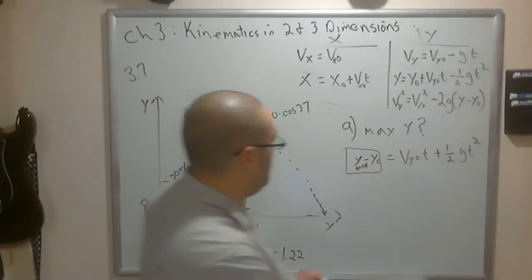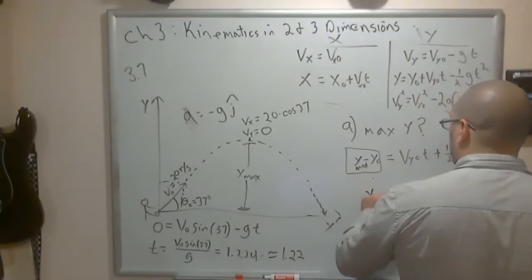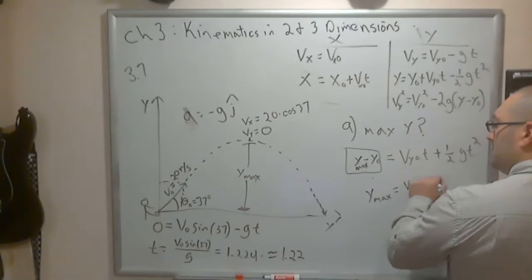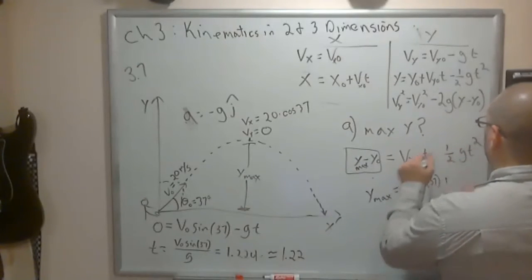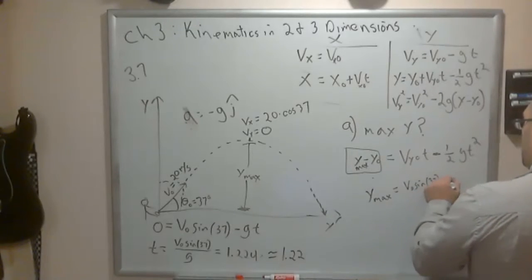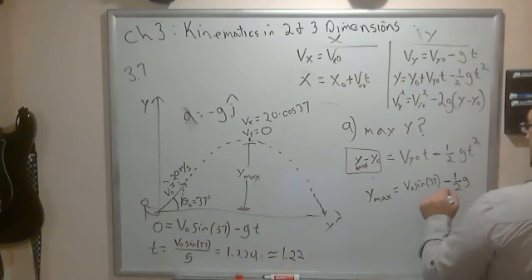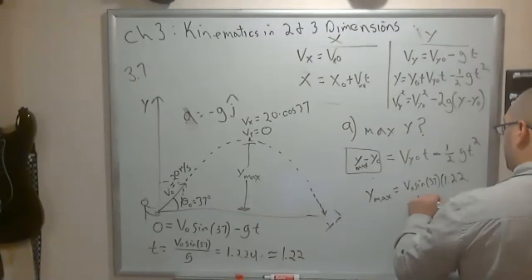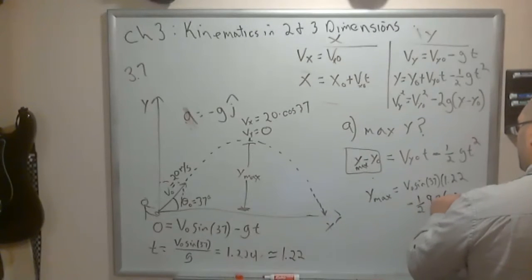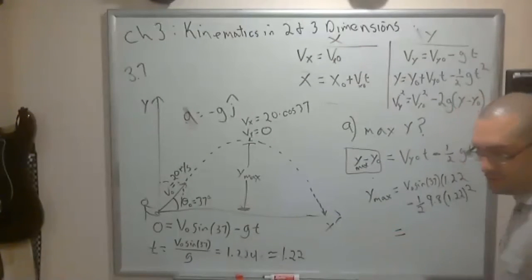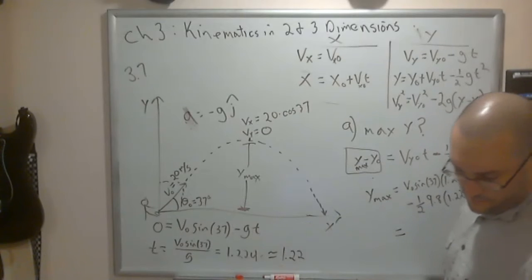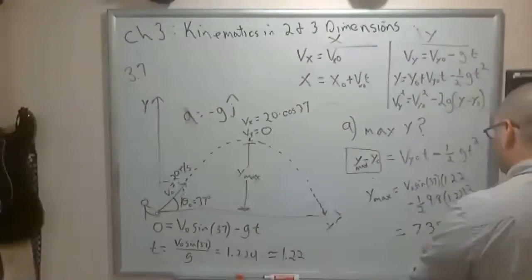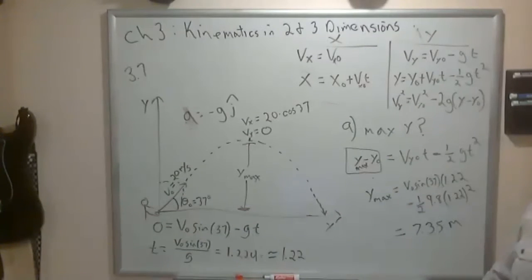So let's plug it in. Then y max, I'll drop out the y0 since that's 0, and then we'll have this. Oh, this should have been negative. Oh, the t squared. And this comes out to 7.35 meters. Okay.